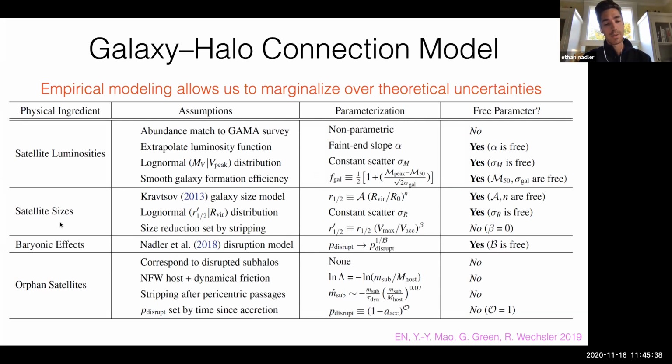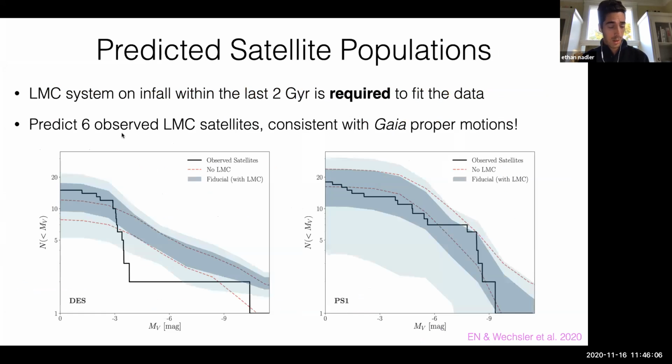Another really important aspect of the work we've done is to account for the sizes of small satellite galaxies. And this is actually extremely important because observationally, satellite detectability is a very strong function of surface brightness, but it's not just a function of satellite luminosity. So similarly there, you can extrapolate a relationship between the size of a satellite galaxy and the size of its dark matter halo into this regime of small dwarf galaxies and then fit for the parameters governing that relationship.